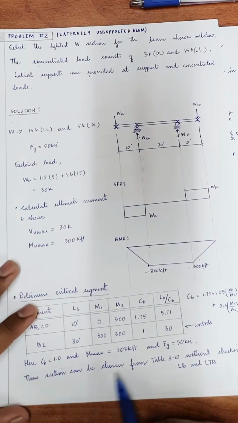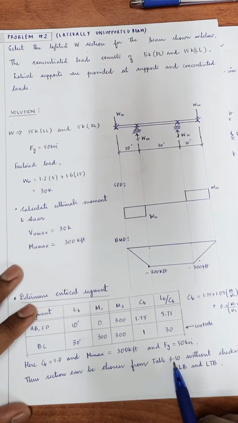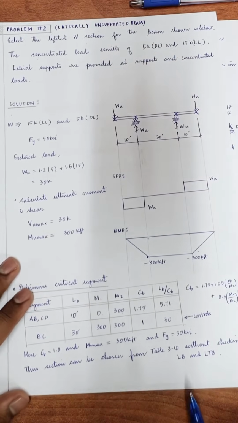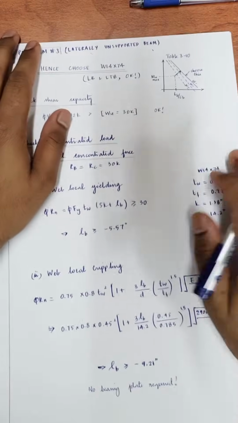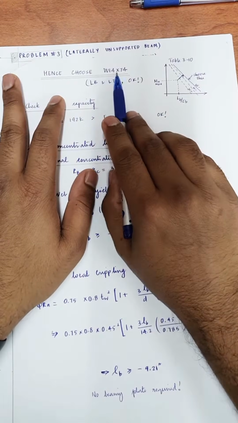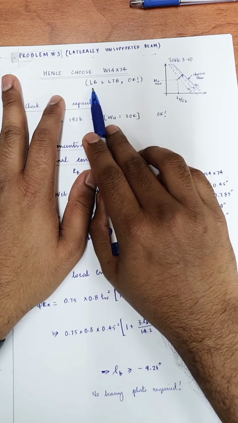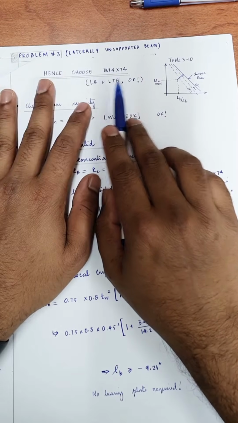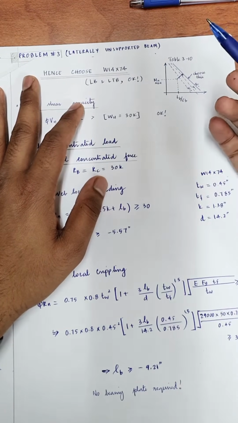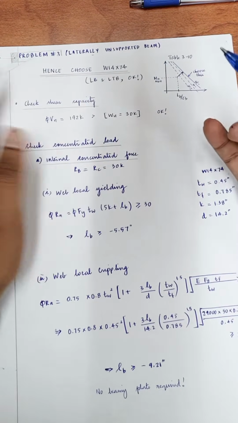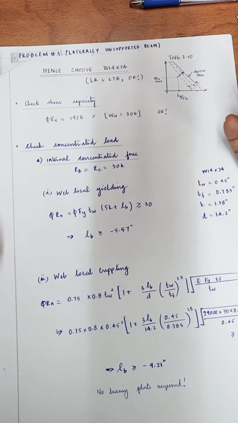So the section can be chosen from Table 3-10 without checking local buckling as well as lateral torsional buckling. Therefore, we can choose W14×74. Local buckling and lateral torsional buckling need not be checked because the charts have been derived for this condition, which is Cb equal to 1 and Fy equal to 50 ksi.